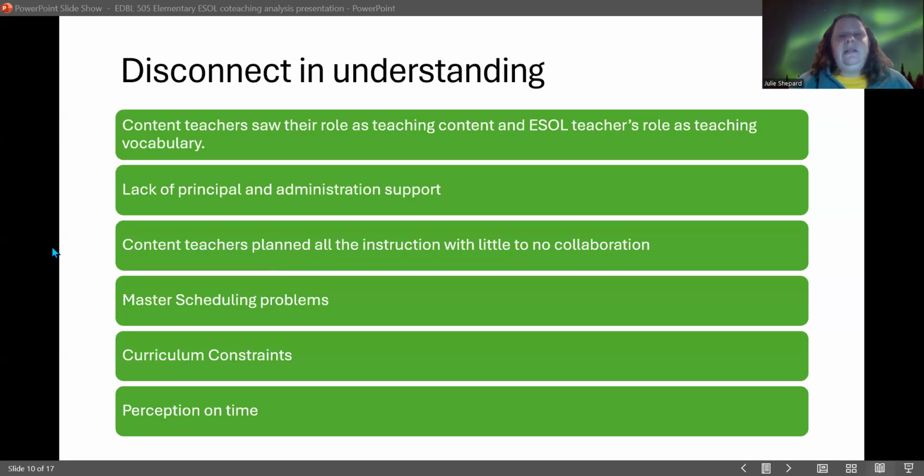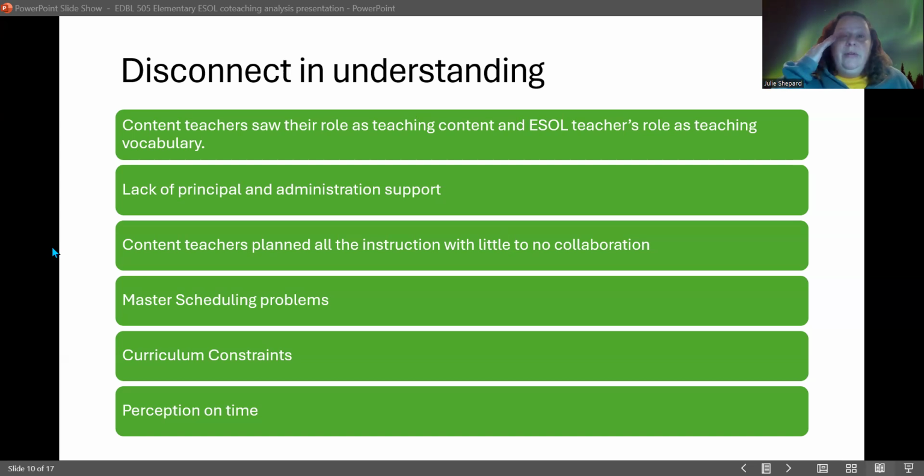So the disconnect in understanding as it relates to how co-teaching works, that's a problem, because everybody has a different idea often of what co-teaching is. And without a solid model that's handed down, people are going to take their perceptions of it and roll with it. A lot of times teachers are too overwhelmed to have to figure out what the district is telling them to do. So it turns into them.